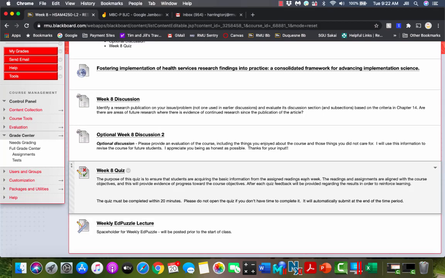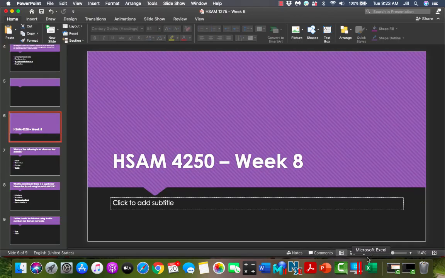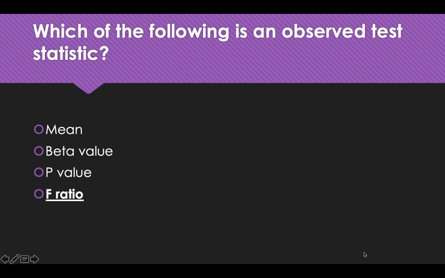Then obviously we have a quiz this week and in this Edpuzzle. So let's go over the quiz questions from last week quickly. Which of the following is an observed test statistic? The F ratio or F value is our correct answer here. The mean, the beta value, the p-value, those are all data points, so not specifically a test statistic, whereas the F ratio or the F test is a test statistic. It is through the one-way ANOVA an actual calculated test statistic.